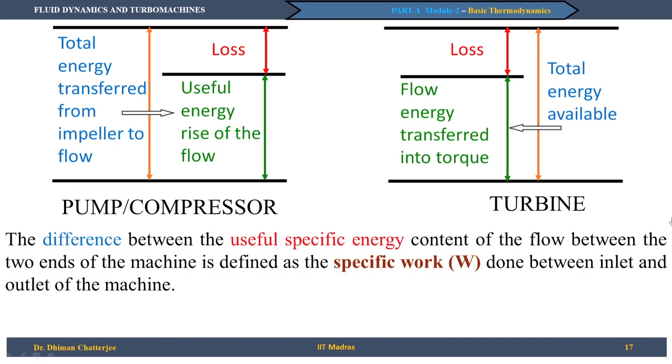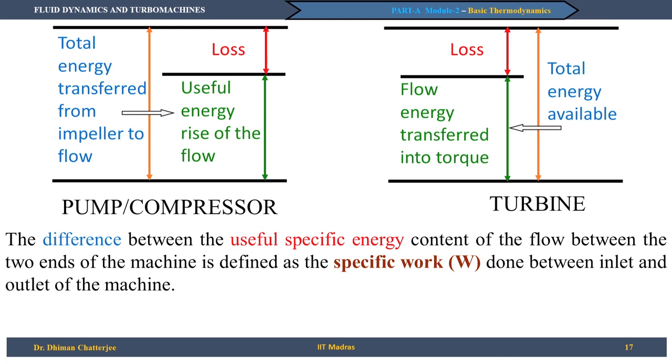And now we come to a very important definition of specific work. The difference between the useful specific energy content of the flow between the two ends of the turbo machine is defined as the specific work done between the inlet and the outlet. Please note all the terms which are marked in different colors. When we are talking about a turbo machine, there is one inlet, one outlet, and we are talking about the difference in the energy that is available with the fluid.